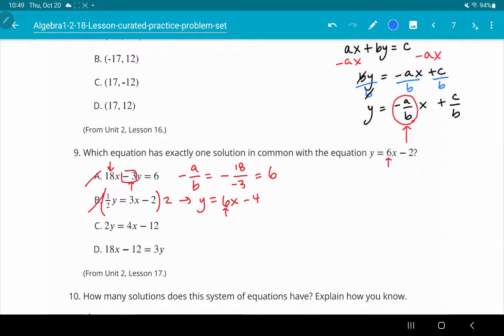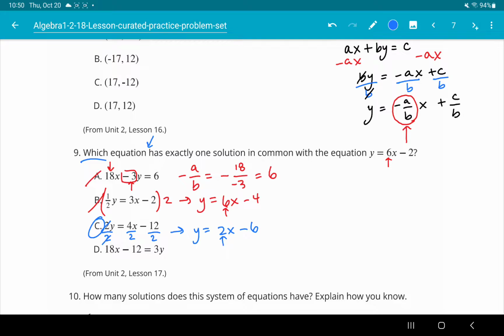Now, this equation looks like I need to divide by 2. So let's divide everything by 2, and we'll get y equals 4 divided by 2 is 2, so I got 2x minus 6. Okay, so here I got a different slope. That's what I was looking for. I wanted a different number than 6. So I know C is an answer. It doesn't say there's going to be more than one answer, so I might have already found it, but just to be sure, I'm going to double check.